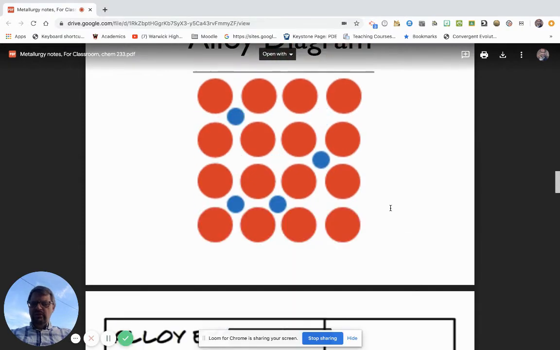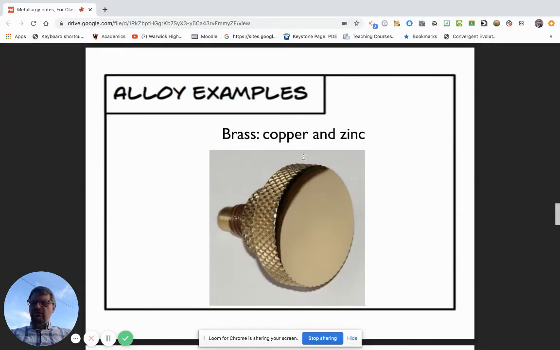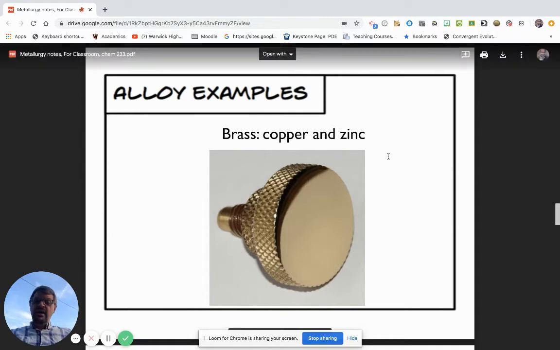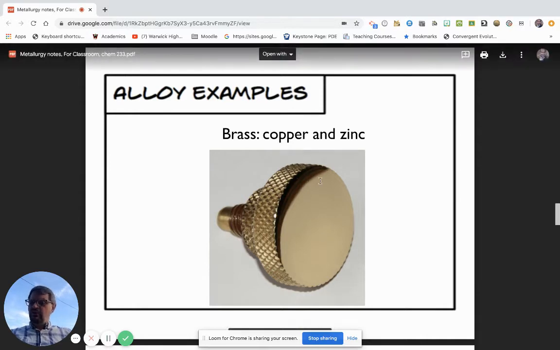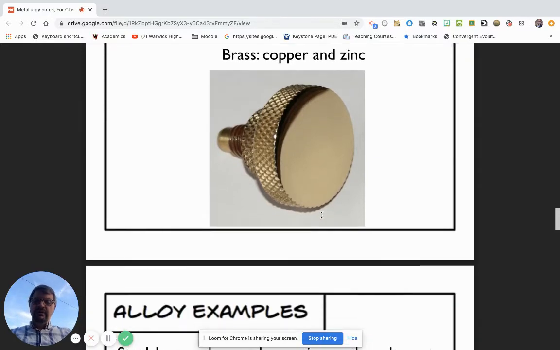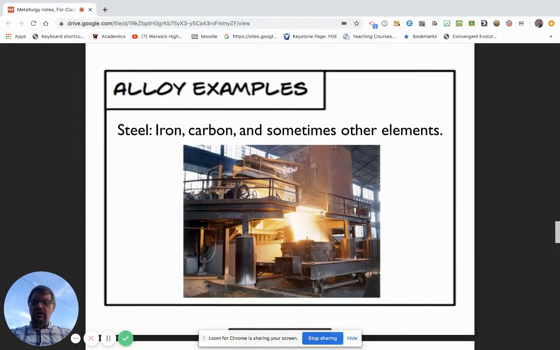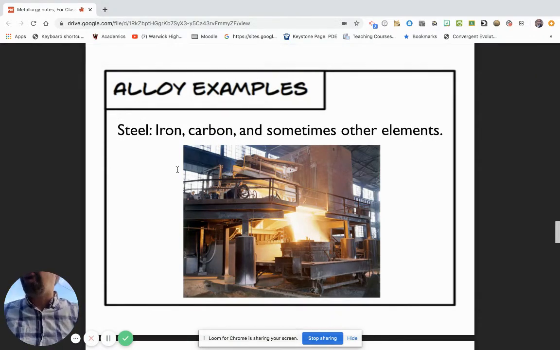Brass is another one. Brass is a mixture of copper and zinc, and it makes them both more durable than they would be on their own. It also makes it really shiny. Brass can be polished and has a very, very nice shine to it, luster, if you will. So those are alloys. Another one, steel, which you're probably familiar with. Steel is used for many things.